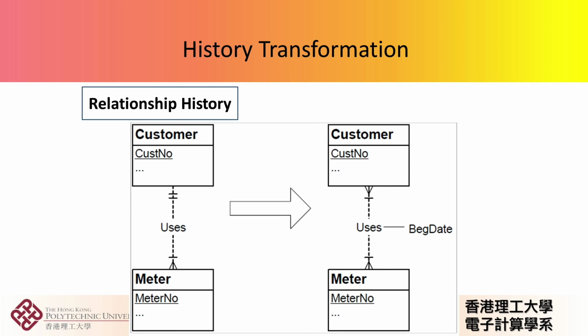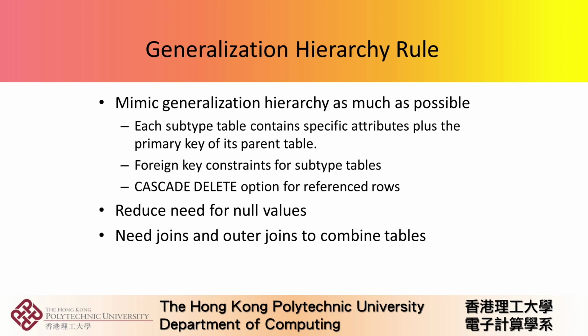When applied to a relationship, this transformation typically involves changing a one-to-many relationship into a many-to-many relationship with an attribute. When applied to a many-to-many relationship, this transformation involves the conversion of the many-to-many relationship into an associative entity type along with the addition of a change date attribute that becomes part of the primary key of the associative entity type. Then the generalization hierarchy rule will be introduced.